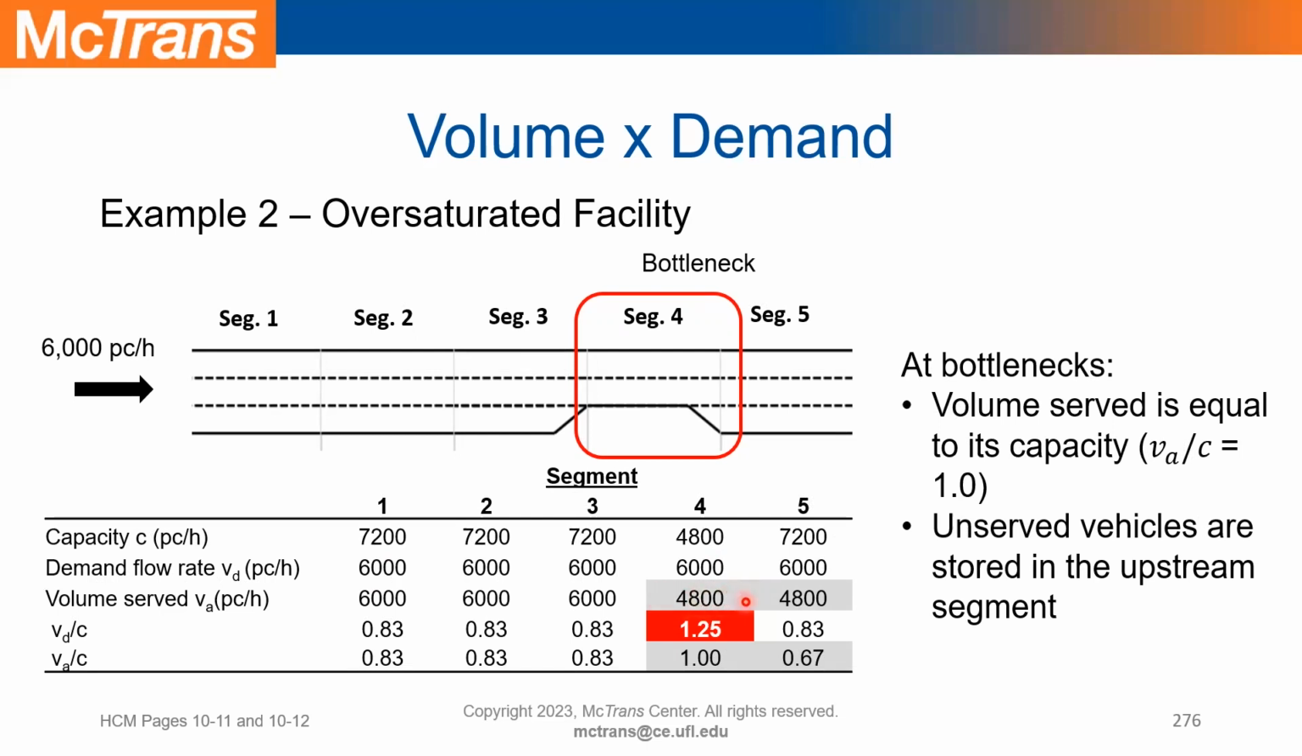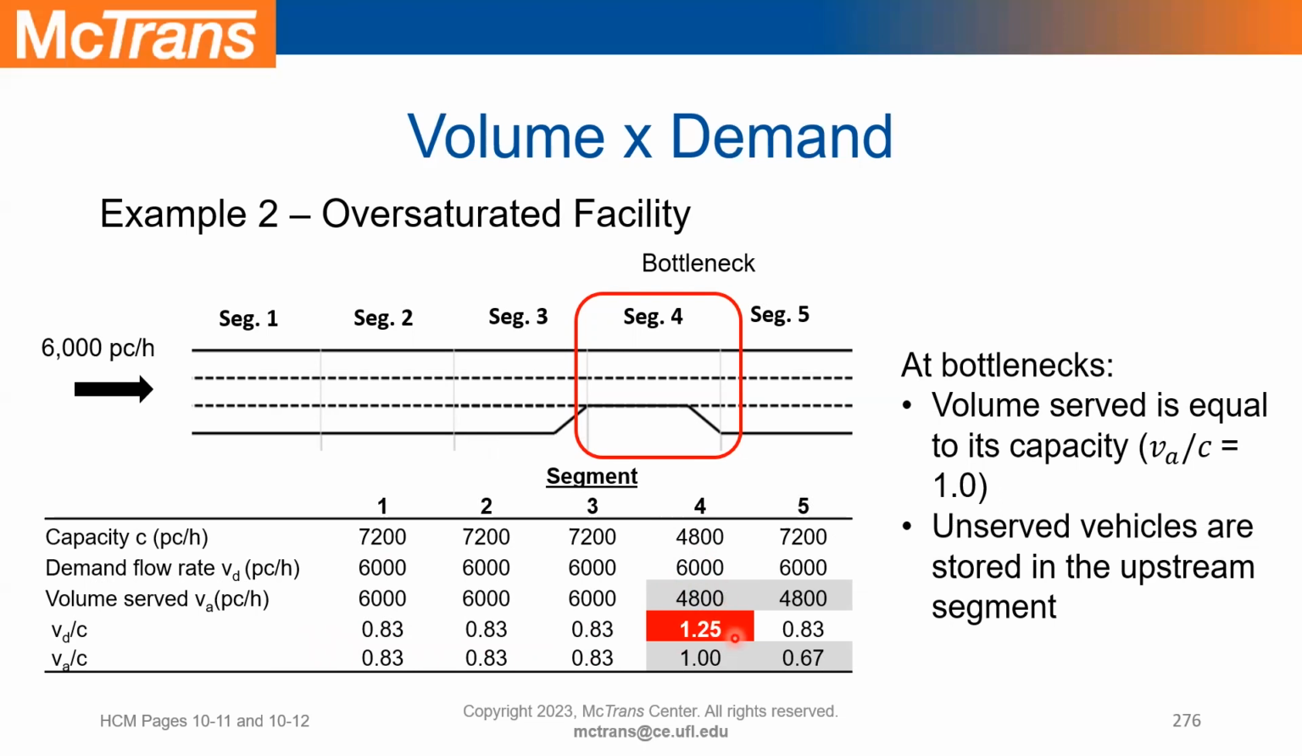So we are going to serve to the extent that our capacity allows us. And that's when volume served is going to be 4,800. So 4,800 is different than demand. Because we have congestion going on here, we have an activated bottleneck, and congestion, these two values are not the same. And if we look into demand to capacity ratio, it is 1.25.